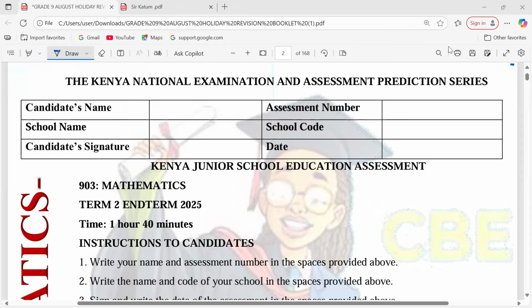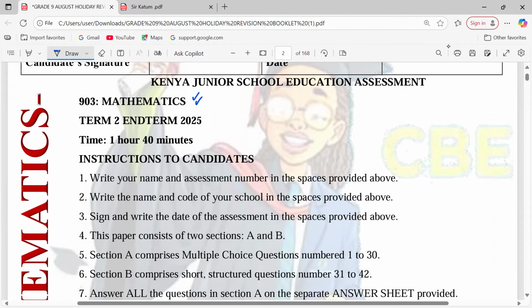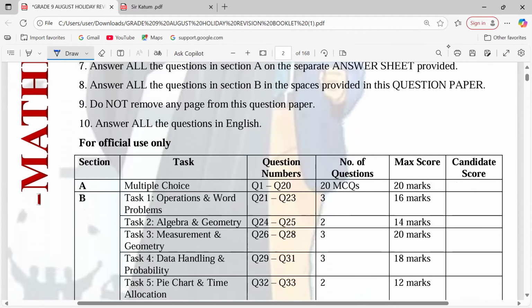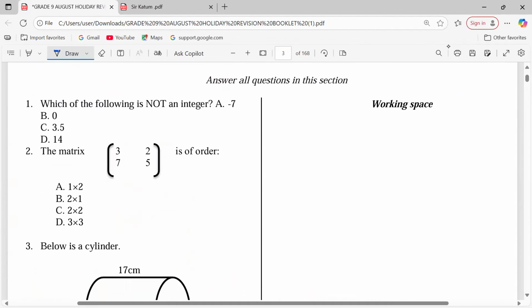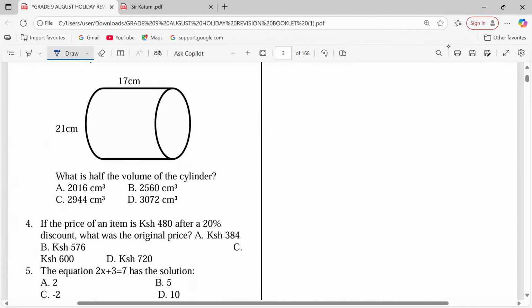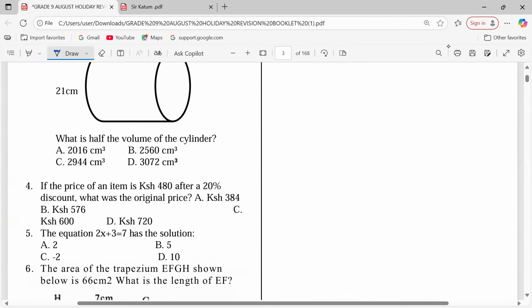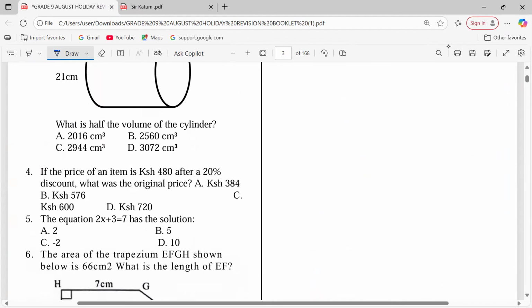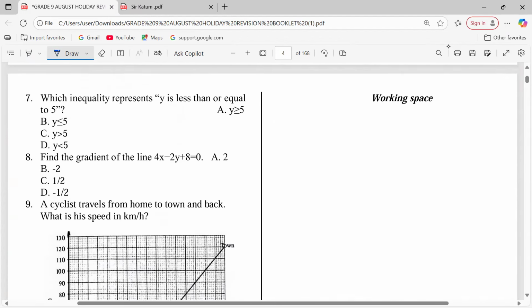We shall be discussing a mathematics paper in preparation for the KJSEA 2025 examination, mathematics. So you're most welcome to this platform. We shall be going directly to section 2. If you find time, you can check section 1, which is already posted here.